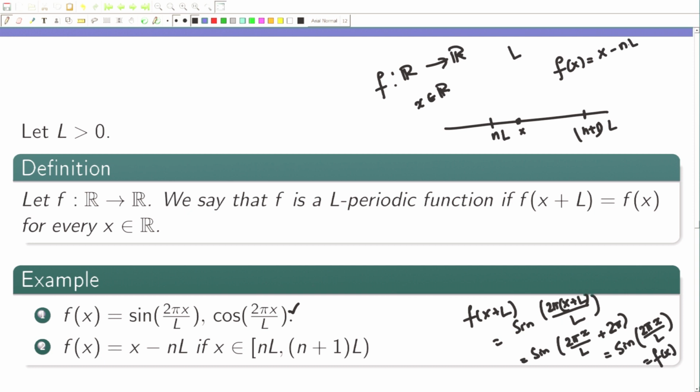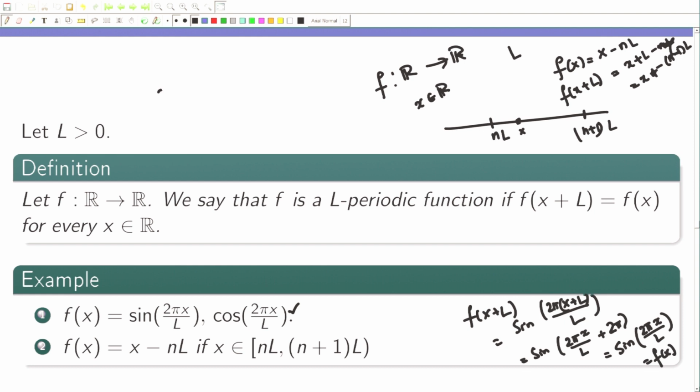That means, basically now I am defining, for all practical purposes, that f is from 0 to L. So, now f of x plus L is going to be x plus L minus n L, which is equal to x minus (n minus 1) L.